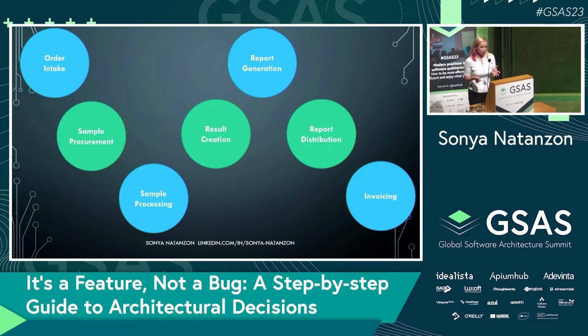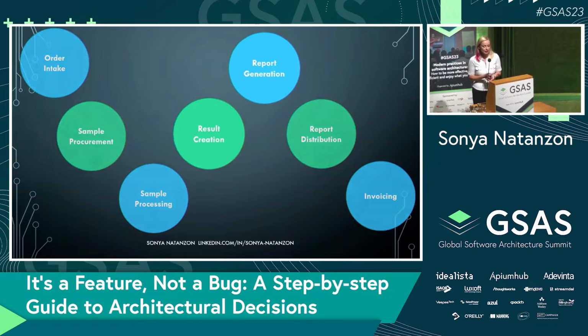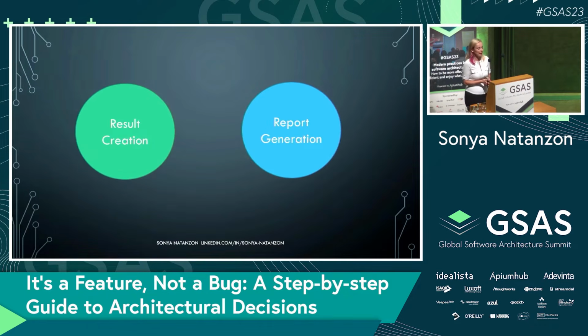A lab gets an order from a physician, it obtains a specimen from a patient, it puts that specimen through some laboratory testing process, it creates a set of results, it generates a report, gets the report back to the physician, and bills for the services. So today's story is going to focus on two domains, and that is result creation and report generation.